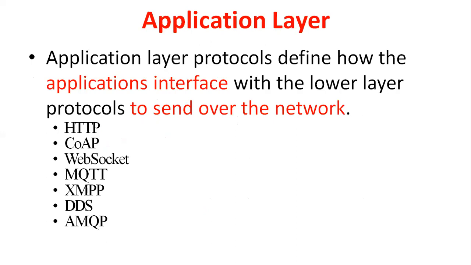The application layer protocols define how the application interfaces with the lower layer. For example, these application layer protocols are used to send data over the network. You have HTTP, which you always identify in browsing, and then the CoAP protocol, WebSocket protocol, MQTT protocol, XMPP protocol, and DDS protocol. These protocols are applicable in the Internet of Things at the application layer.